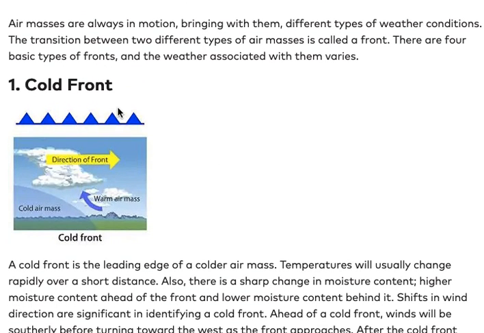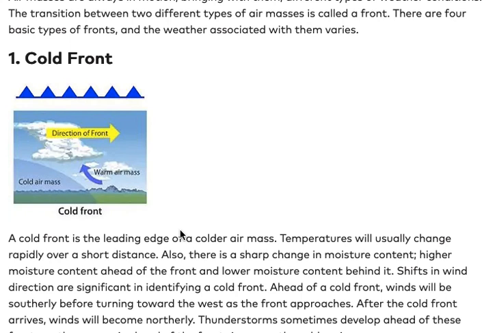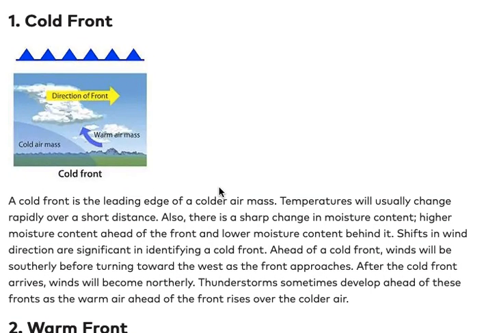This is a cold front. This is a symbol for a cold front. The direction of this cold air mass is this direction, and so it says a cold front is the leading edge of a colder air mass. The temperatures will usually change rapidly over a short distance. Also, there's a sharp change in moisture content. Higher moisture content ahead of the front and lower moisture content behind it.